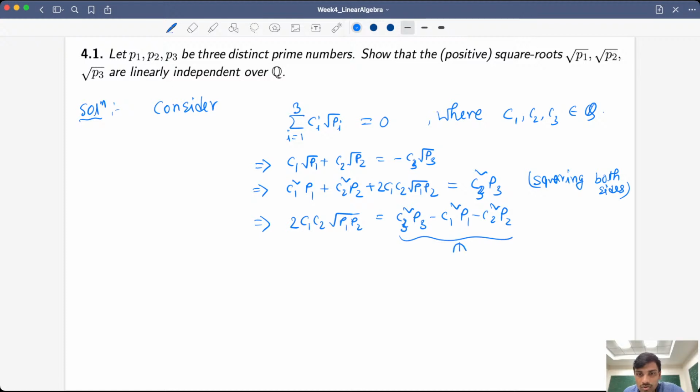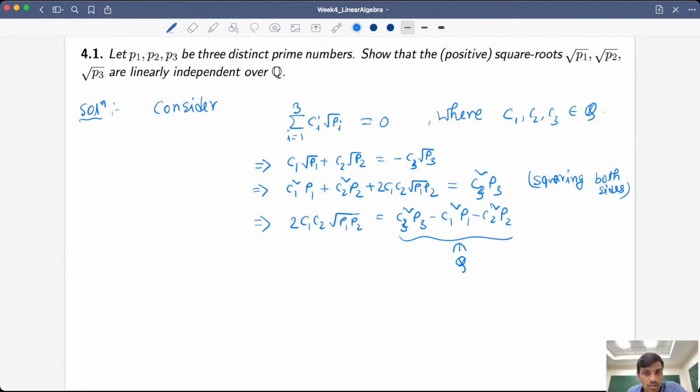Now on one side this is a rational element, right? This belongs to Q, because c1, c2, c3 all belong to Q, so their squares belong to Q, and p1, p2, p3 also belong to Q, so any combination of them, like products and sums, also belongs to Q, because Q is itself a field, in particular a vector space over itself. So this belongs to Q, and on this side 2 c1 c2 obviously belongs to Q, but root p1 p2 does not belong to Q.